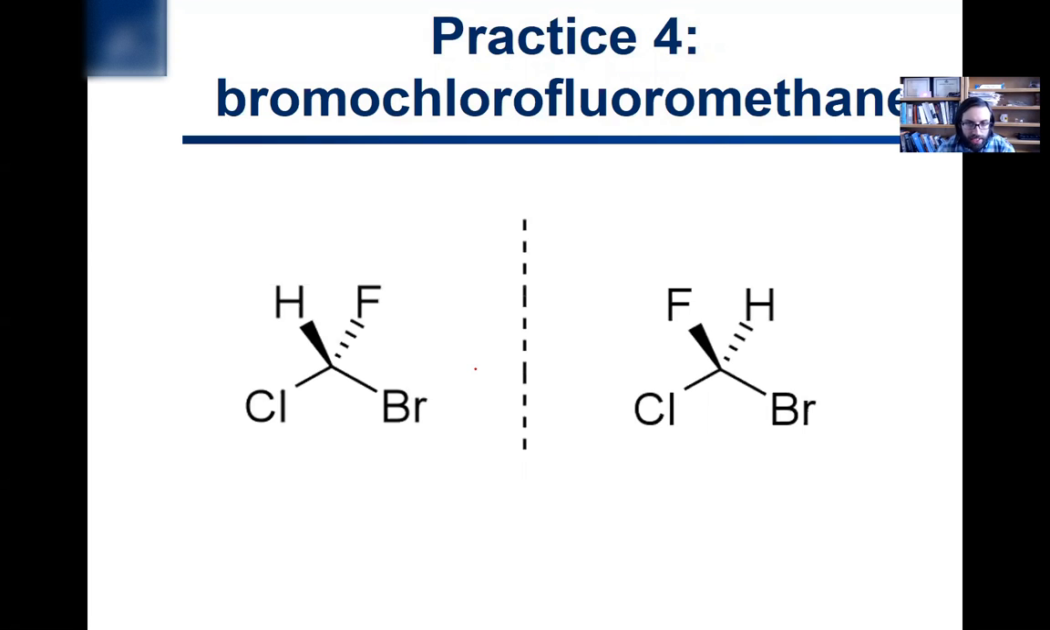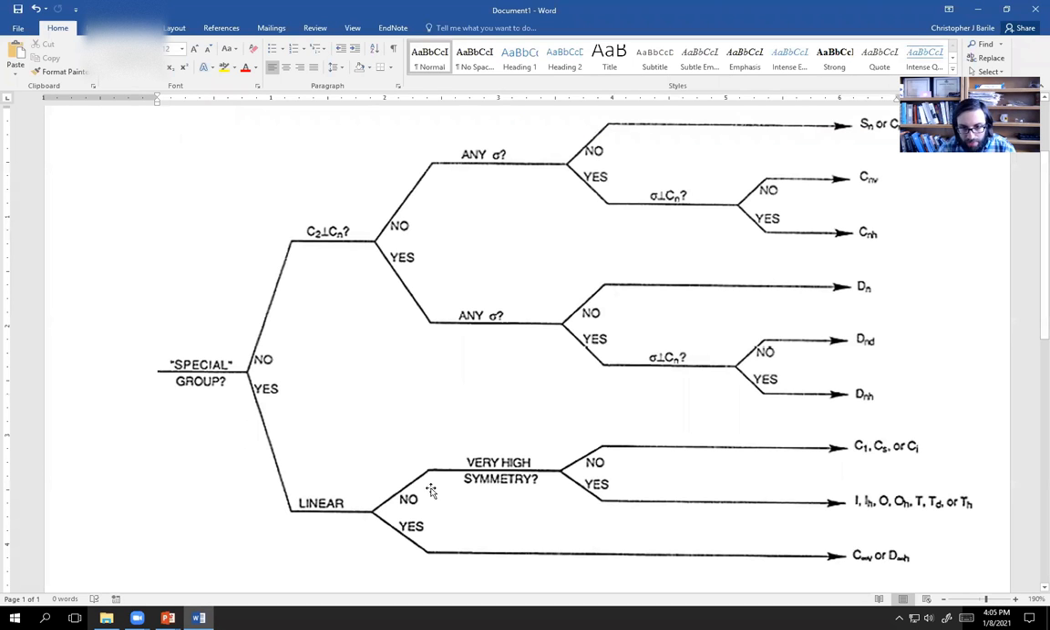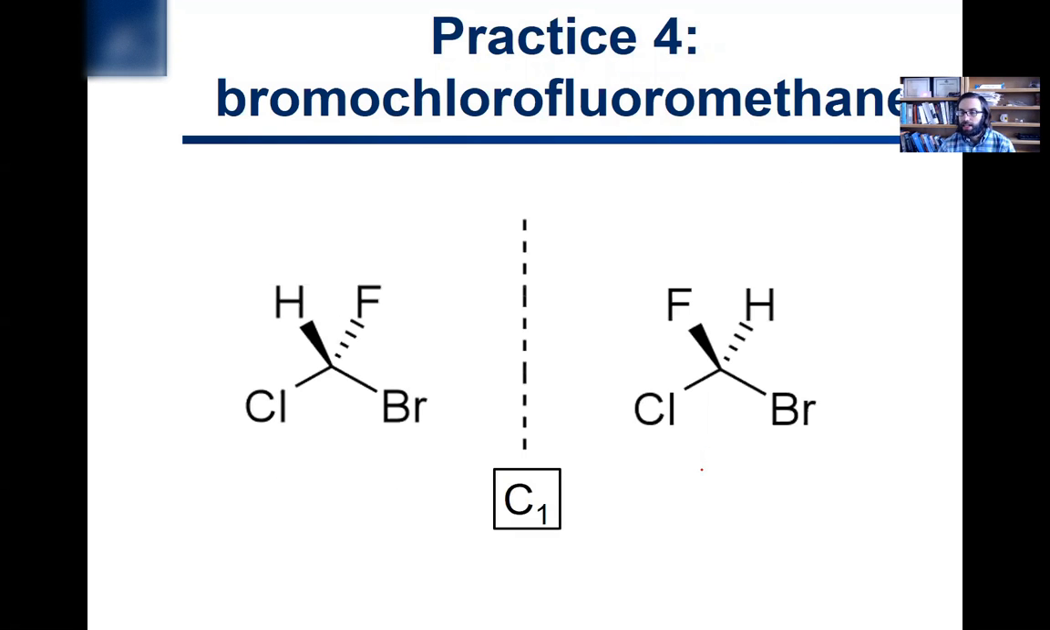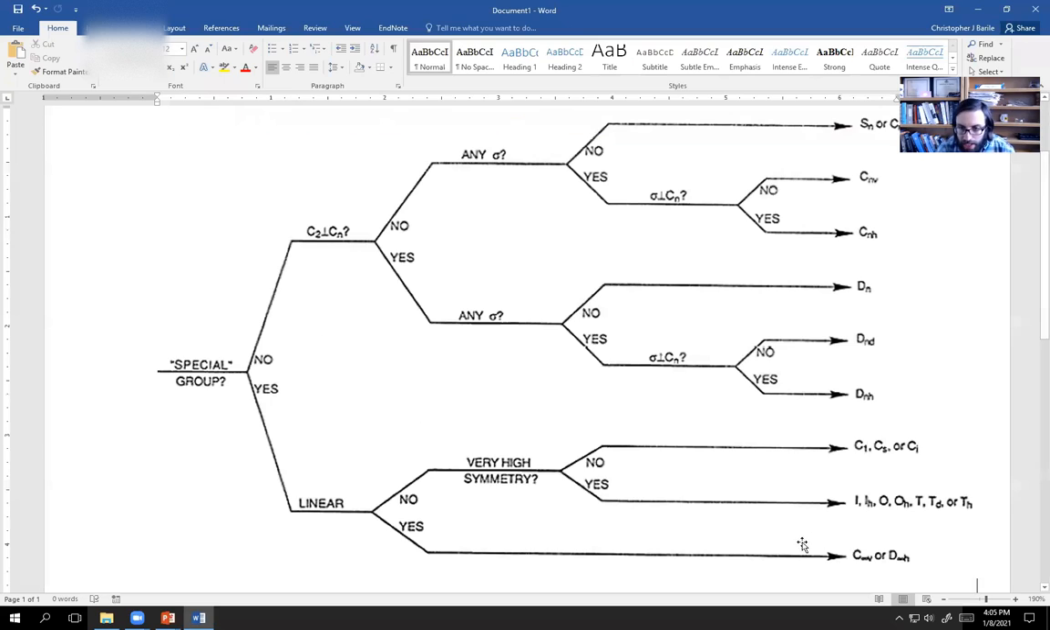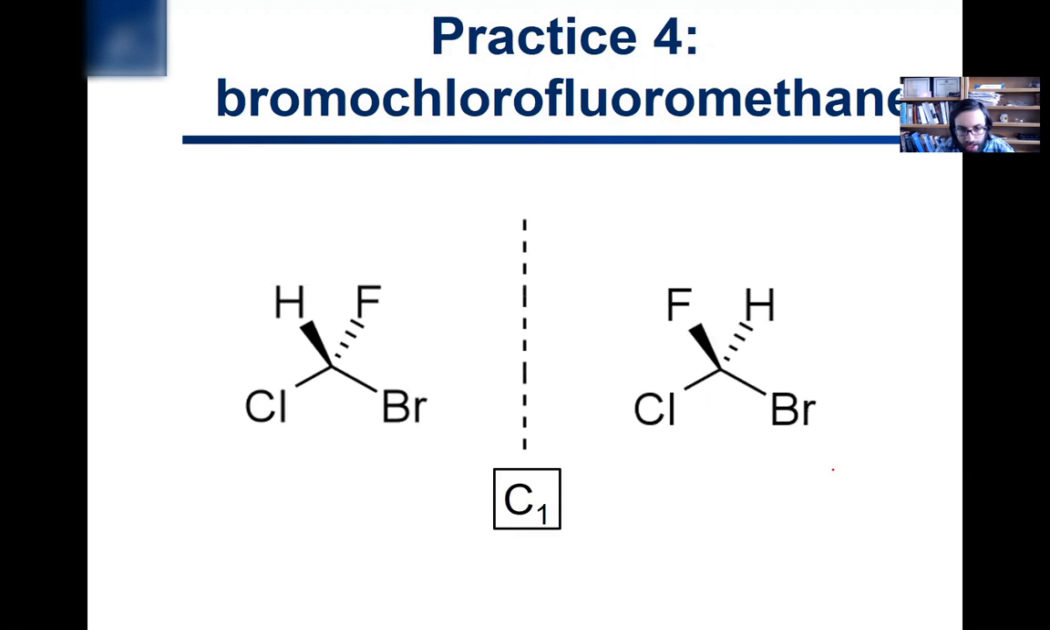Bromochlorofluoromethane. That looks like this, and that has nothing. So it's going to be C1. So that's going to be, down here in your very high symmetry, no, C1. It doesn't have an inversion. If it did and had nothing else, it'd be CI. If it had a mirror plane and nothing else, it'd be CS. But it has nothing at all except identity, so it's C1.